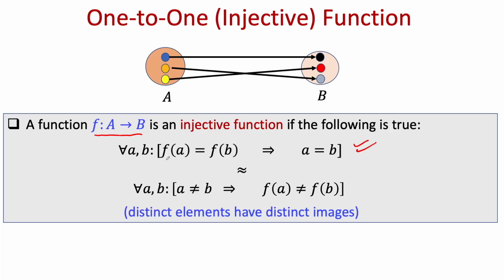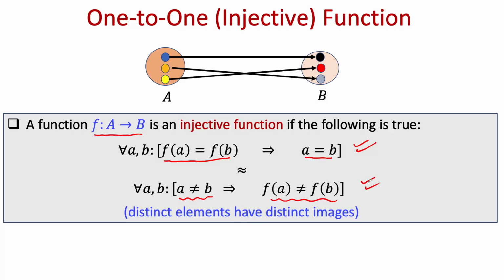It says that if you have two elements a and b whose images are the same, then that's possible only if the elements themselves were the same, or the pre-images were the same. Or equivalently, the contrapositive of the same thing: if you have two different elements a and b, they will have different images. So both these definitions are equivalent.